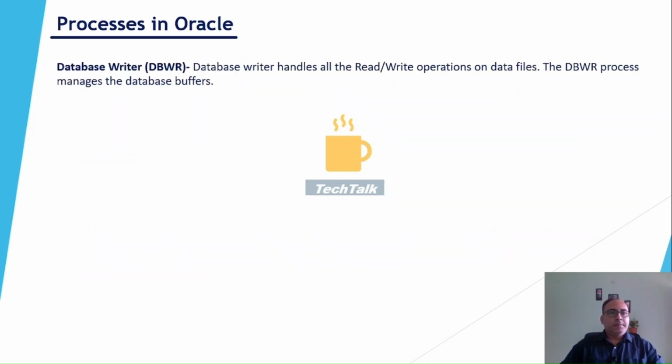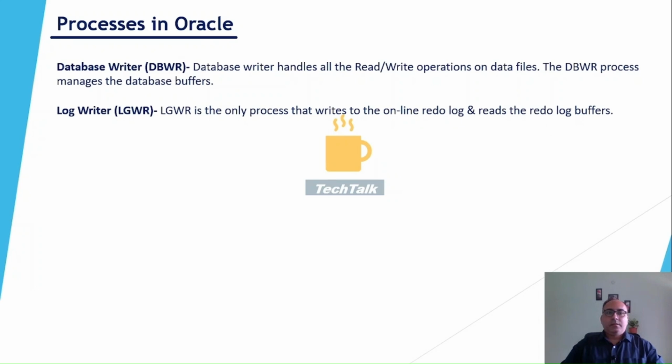Now there are a couple of background processes, as I said. The database writer handles all the read and write operations on data files, and it manages database buffers. The log writer writes the online redo log and reads the redo log buffers, so it performs operations both ways: on one side it writes to the redo log, on the other it reads from the log buffers.